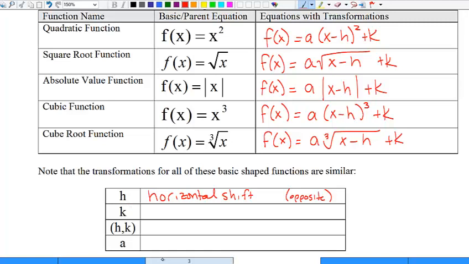Now the k goes exactly like you'd think it goes, but it's a vertical shift. That's not opposite whatsoever. If it says plus, it's going to go up. If it says minus, it goes down. If you put those two letters together, hk, you get the vertex. So the a does a couple different things. It does the reflection if a is negative.